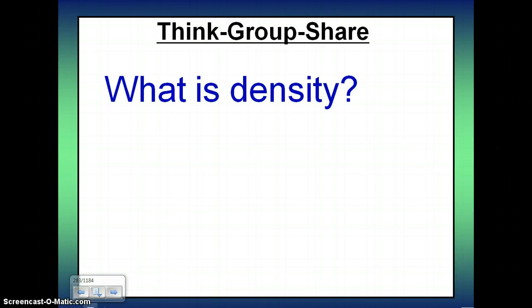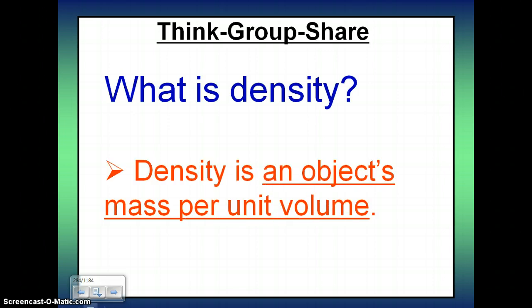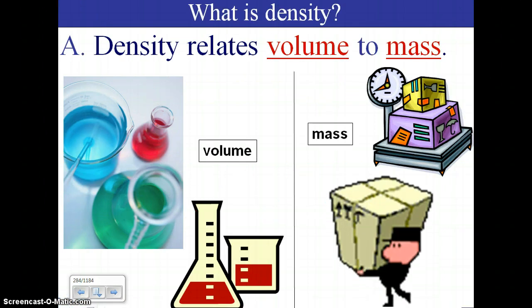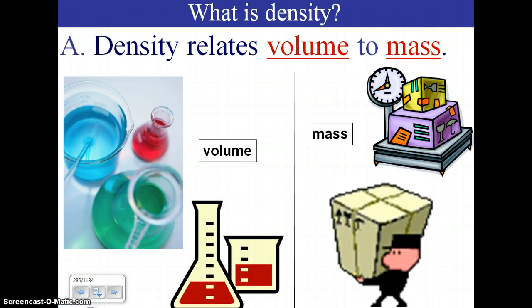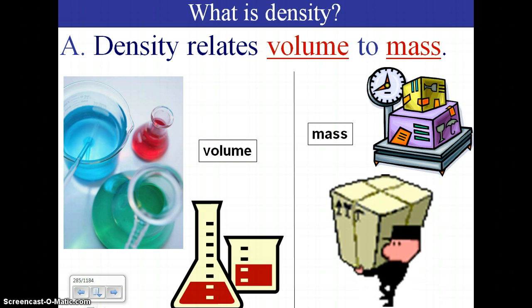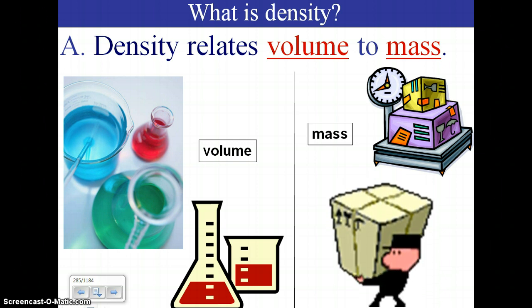I want you to take your answer boards and answer this question. What is density? Show me your boards. Very good. Density is an object's mass per unit volume. As we said before, volume and mass have nothing to do with each other, but density relates the two. It relates volume to mass. It relates how heavy or light something is to how big or small it is.